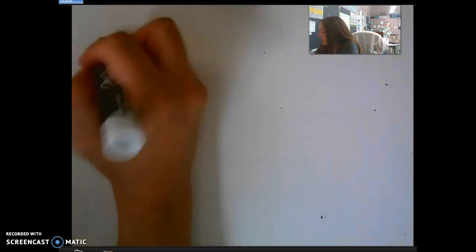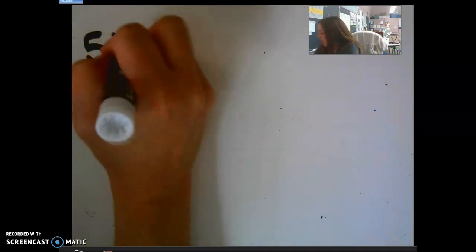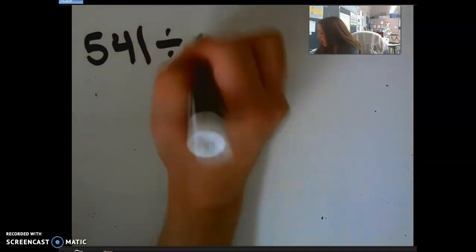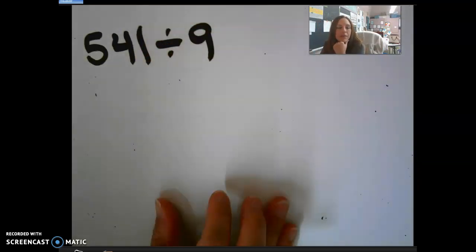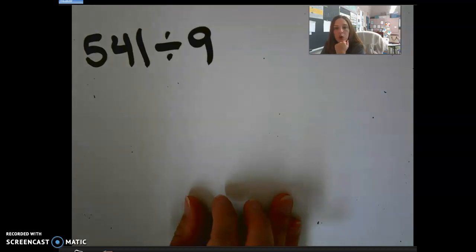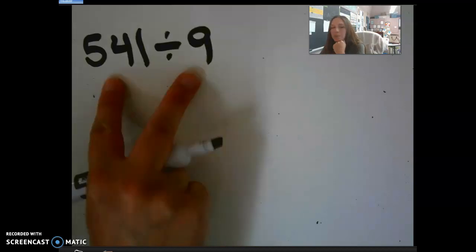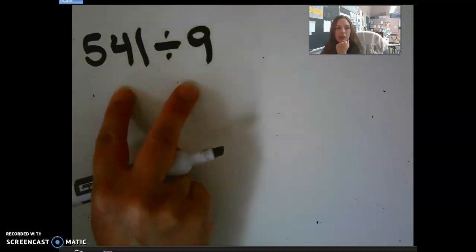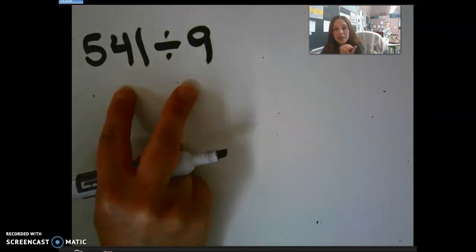Let's say my problem was 541 divided by 9. Now this is a little bit of a tricky problem. We are going to solve it by estimating. So we're going to estimate both of my numbers. Let's find a really simple number.